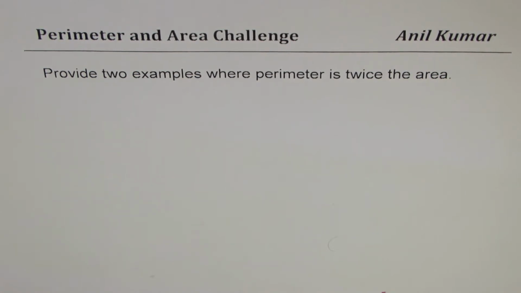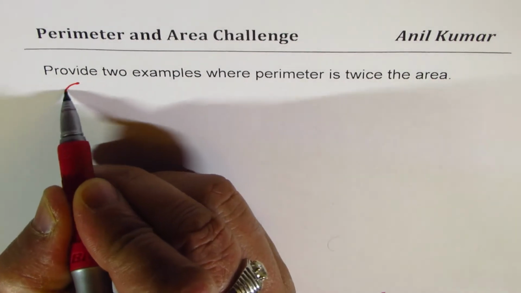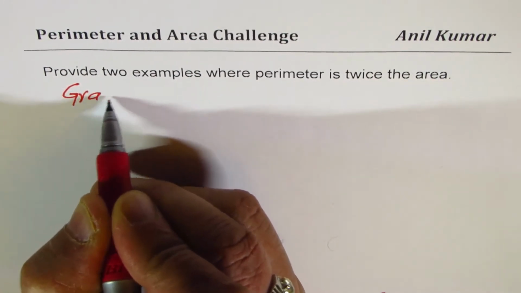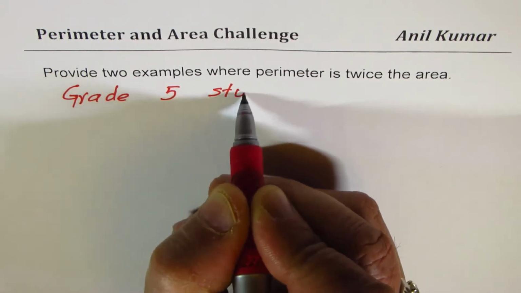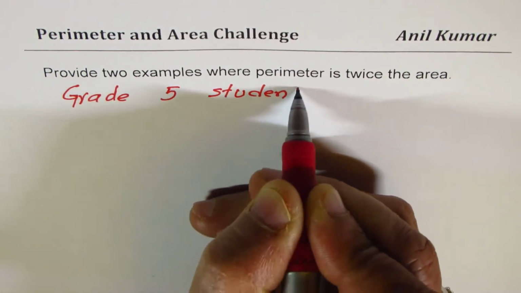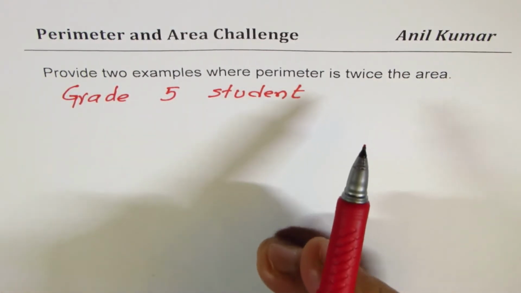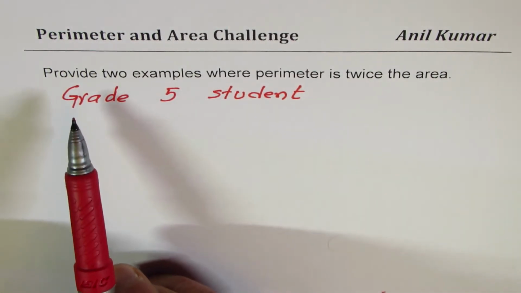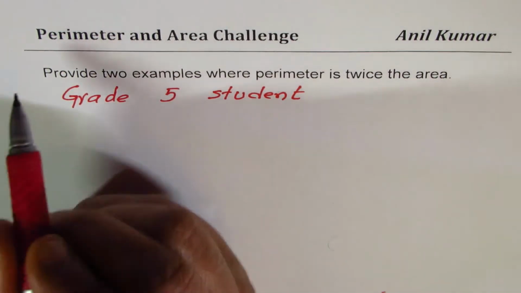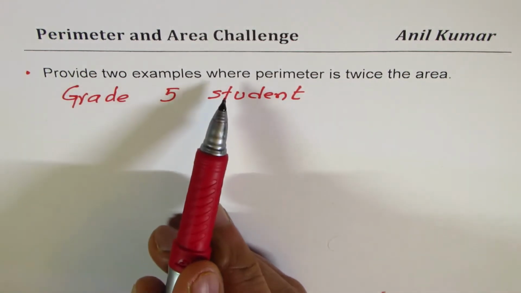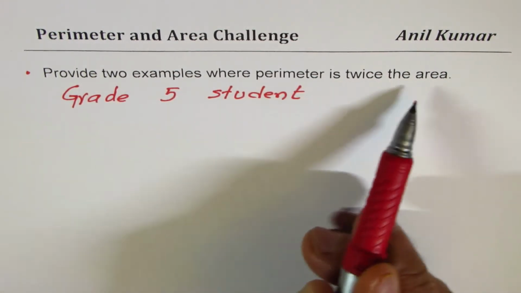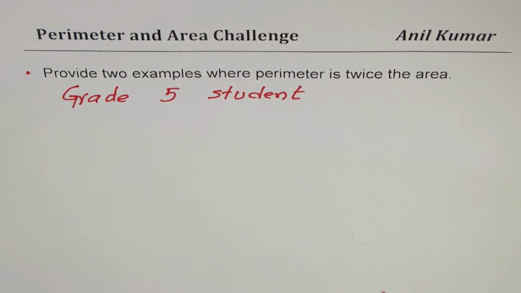Now, this subscriber is just a grade 5 student. Let me write down here, grade 5 student. And here is a question which is so difficult to answer. The question is, provide two examples where perimeter is twice the area.